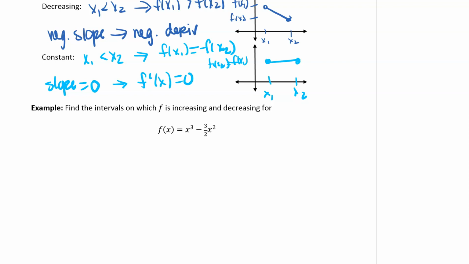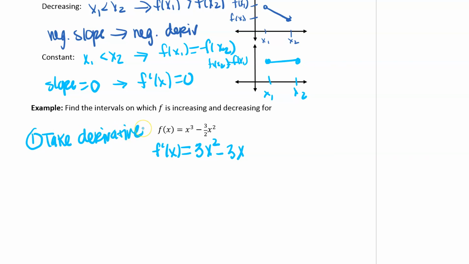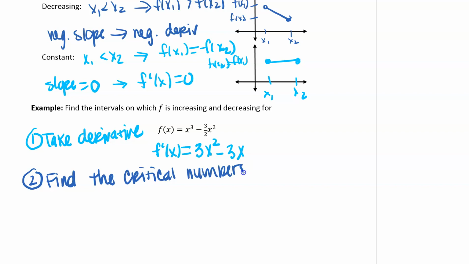So I'm going to look at the function. I'm going to say, okay, let's take the derivative of this function. So f prime of x would be equal to 3x squared minus, bring that down, 3x. So step 1, we are going to take the derivative. After we find the derivative, step 2, we are going to find the critical numbers. If you need review of critical numbers, you can go back in previous lectures where we talked about that skill individually. So to find those critical numbers, just reviewing, that would be where f prime of x is equal to 0 or does not exist.